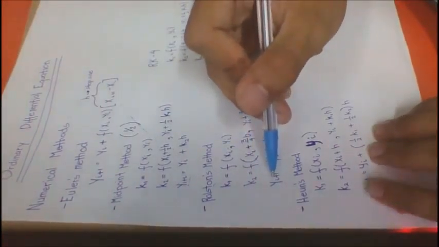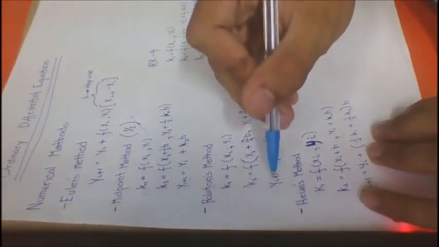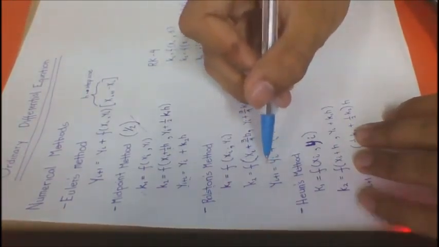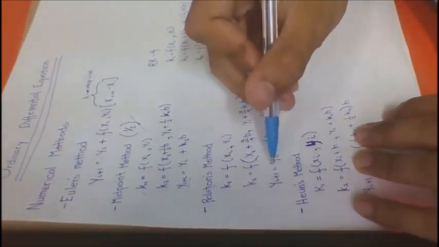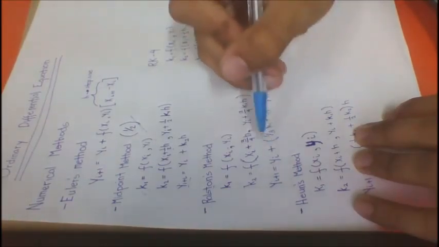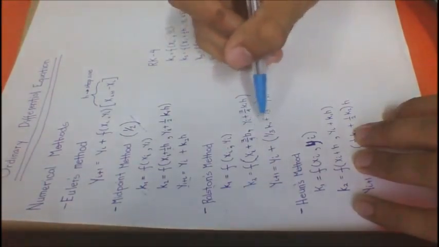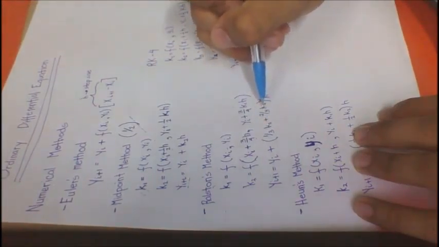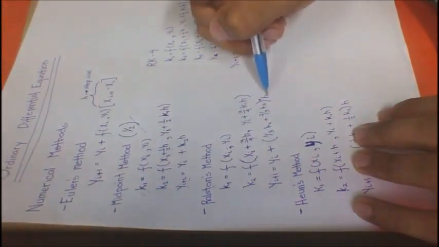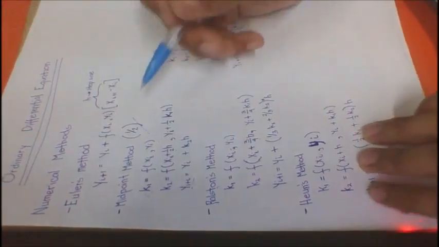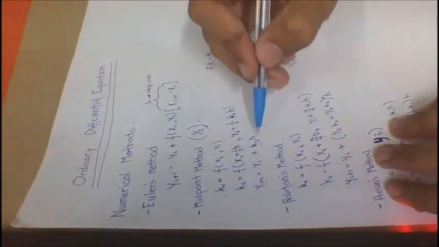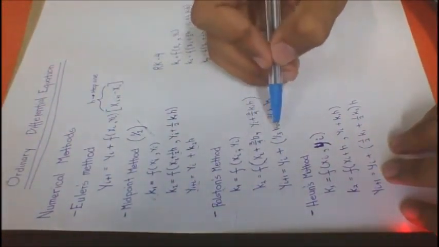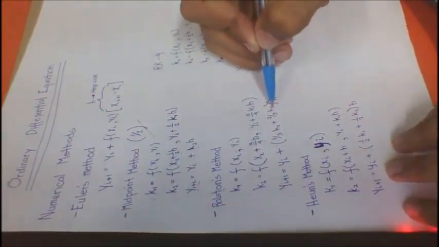And then for our next value of y, that will be y_i+1, or y initial, equals y initial plus the 1/3 of K1 plus 2/3 of K2 multiplied to the step size. Unlike midpoint, we only use the K2 here, but here we used 1/3 of K1 and then 2/3 of K2.